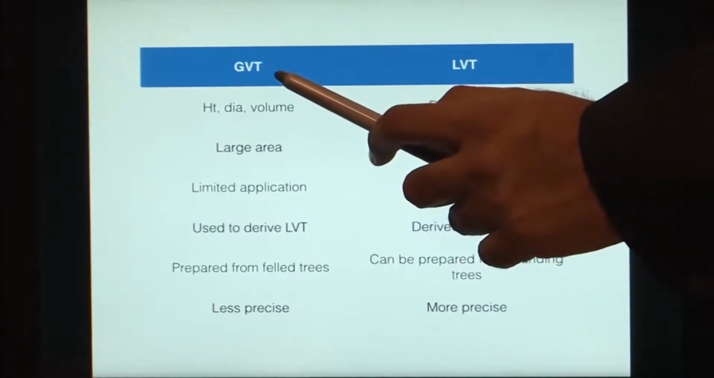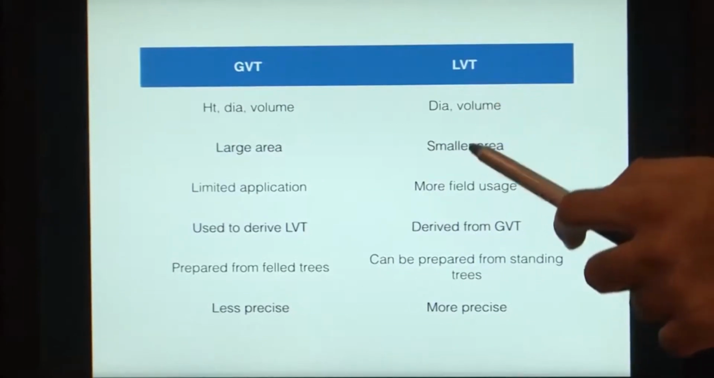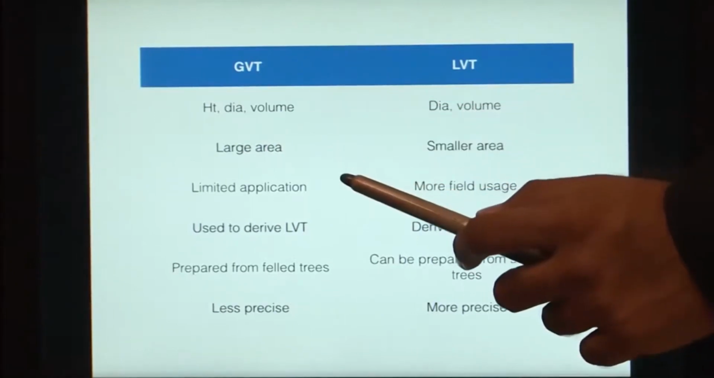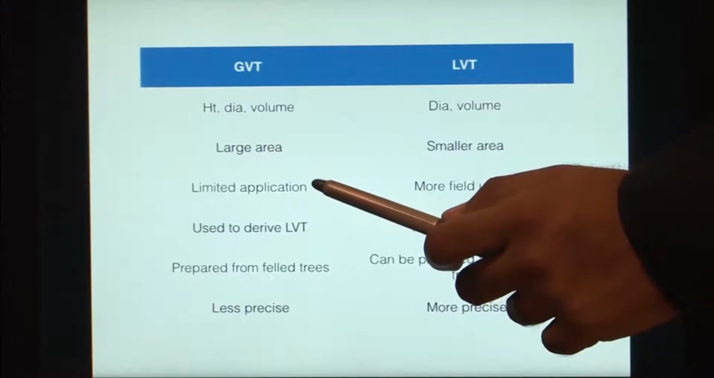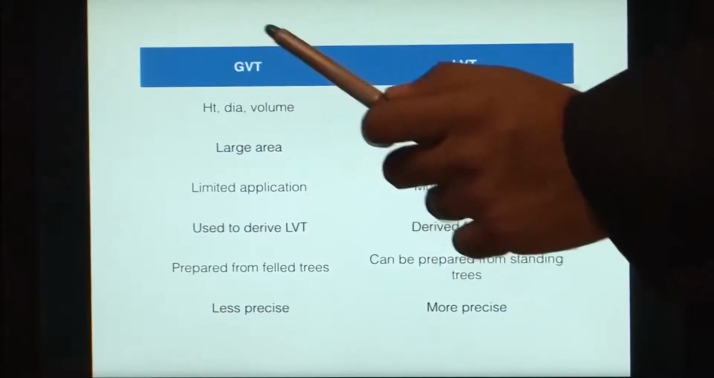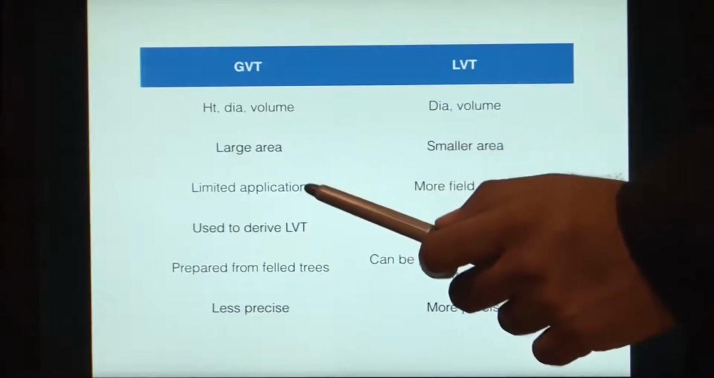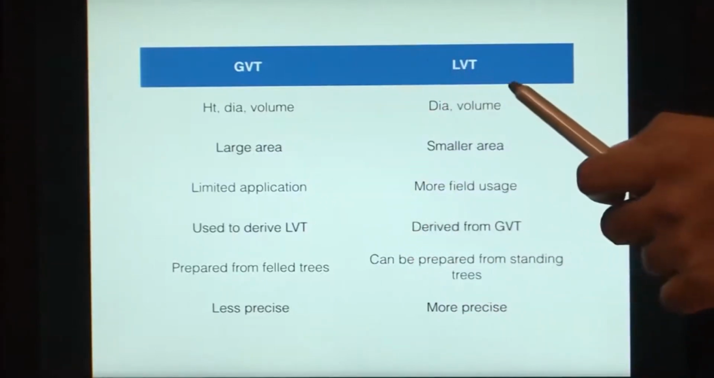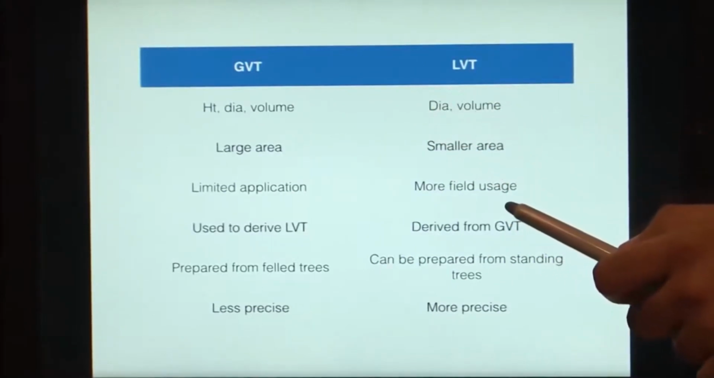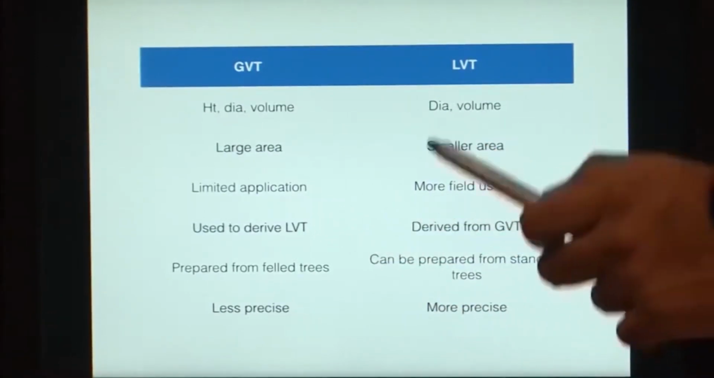Your general volume table can be used for larger areas, whereas the local volume table, as its name suggests, can only be used for a small localized area. The general volume table has a limited application. It is very useful for research purposes, but to use it you have to measure two values, height and diameter, to get the volume. So it has limited application in field situations, whereas for a local volume table you only have to measure the diameter, so it has more field usage.